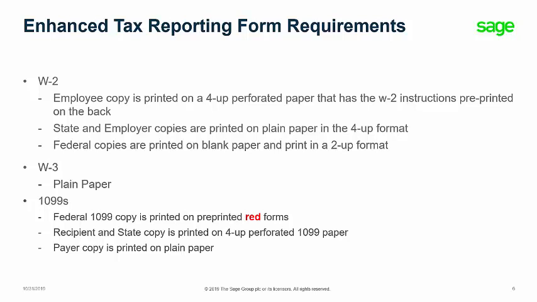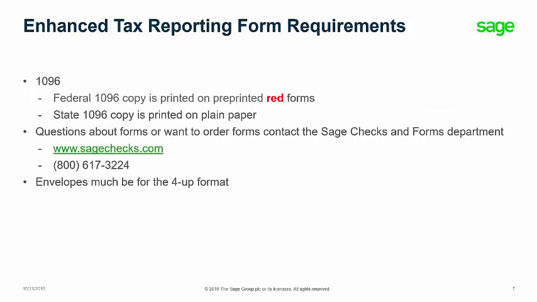on plain paper. We're not going to discuss much about the 1099s and the 1096s in this tutorial today, but we just want to make you aware of the form requirements in case you use those modules as well. The federal 1096 is printed on a pre-printed red form, so you do need to buy the forms for that, and the state copy can be printed on plain paper.